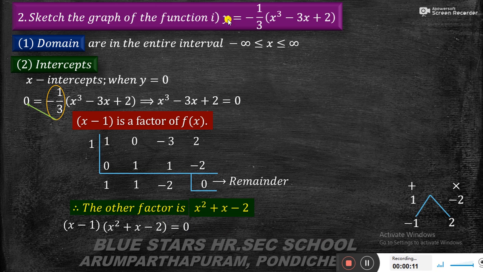Sketch the graph of the function y equal to minus 1 by 3 x cube minus 3x plus 2. Sketching the graph means we calculate the domain, intercepts, and next the gravity, everything we find out. So first I calculate the domain.